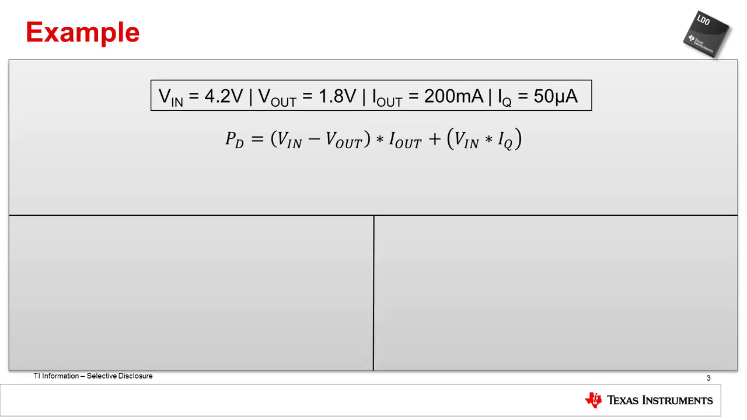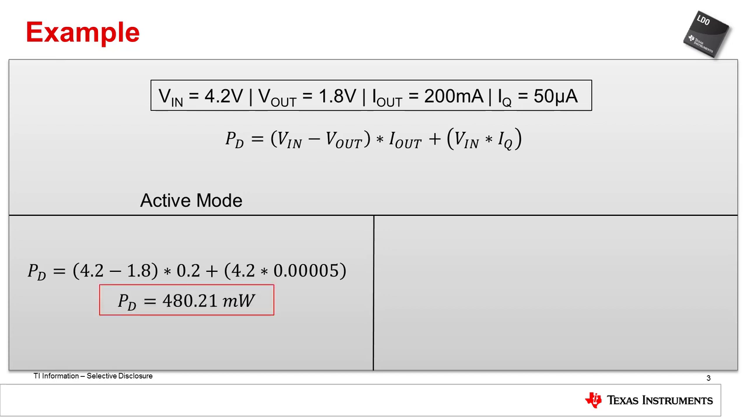Now that we have the power dissipation equation of an LDO, let's use an example to see how it may affect an application. For this example, we'll be using a 4.2 volt input from a battery that will be regulating 1.8 volts at 200 milliamps of output current and 50 microamps of quiescent current. If you plug those numbers into the equation, we get this, and a total power dissipation of 480.21 milliwatts. Now this is when the device is active.